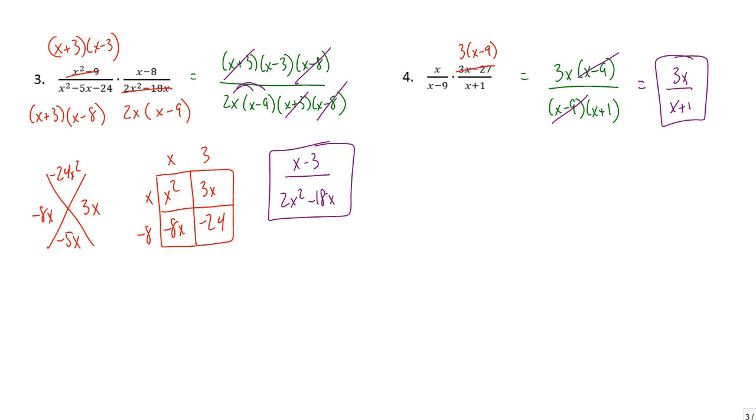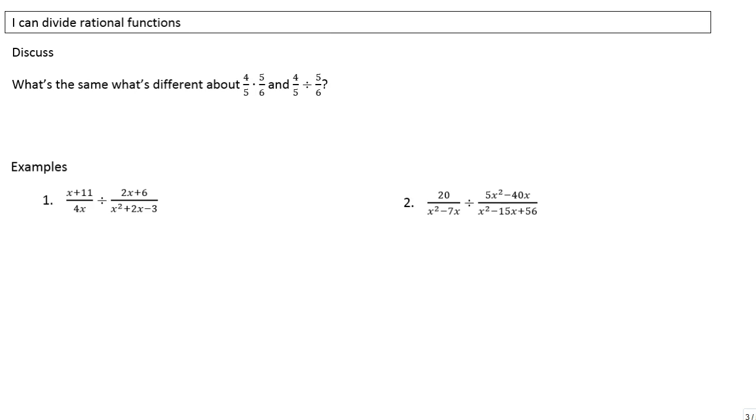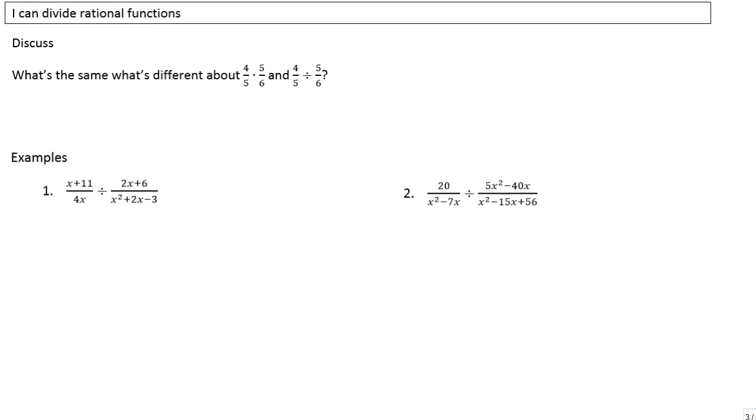But in the next video you watch, you'll be learning how to divide rational functions. So we will end this video here, and good luck as you work on the next video.